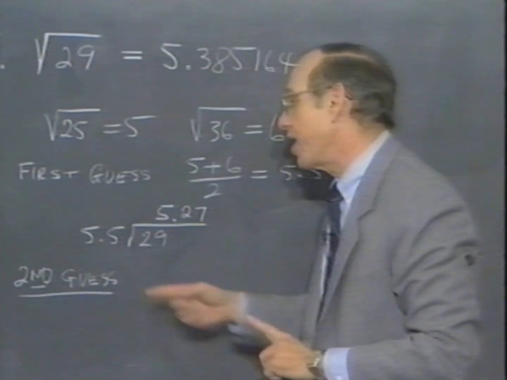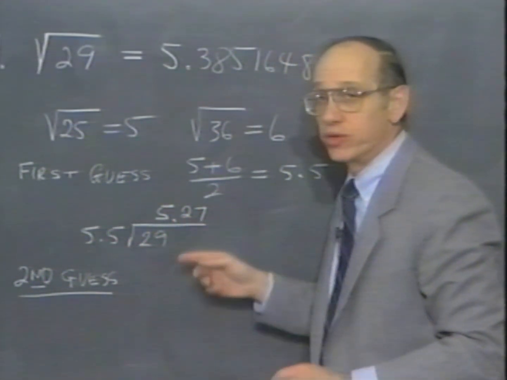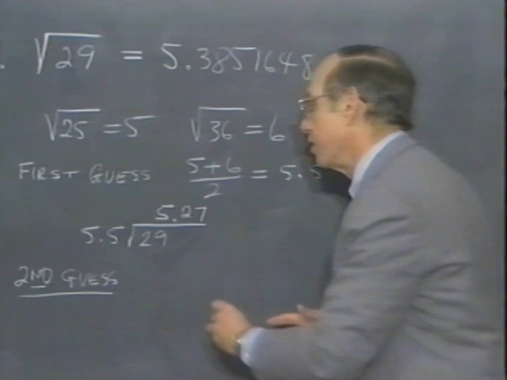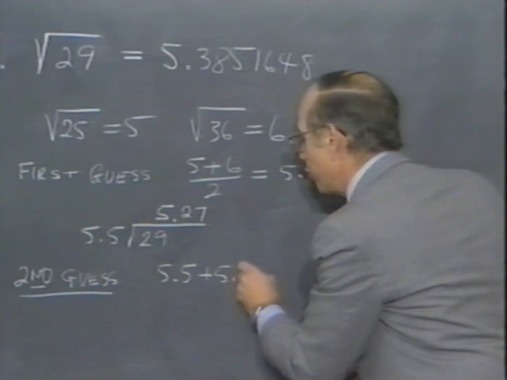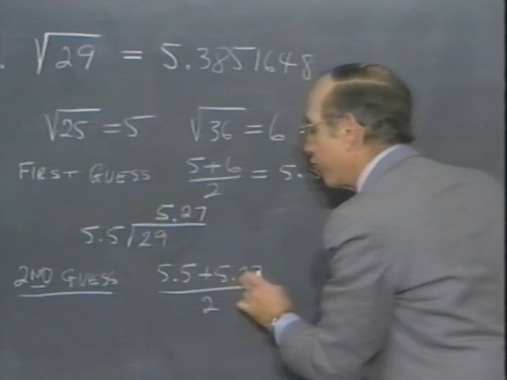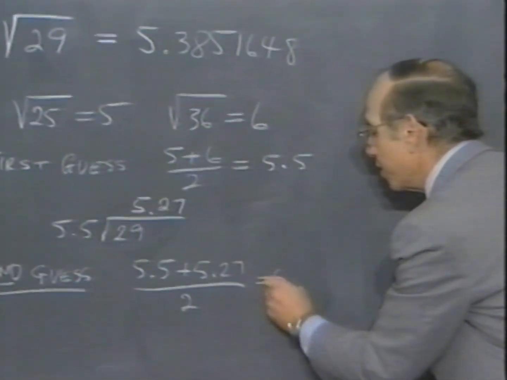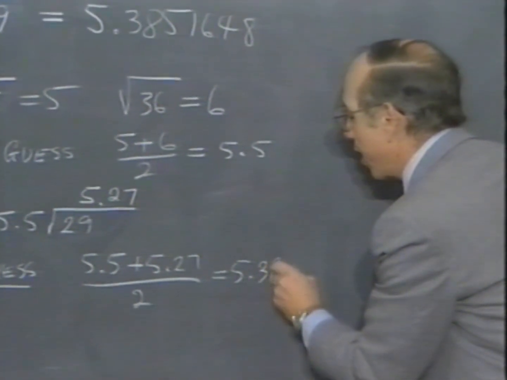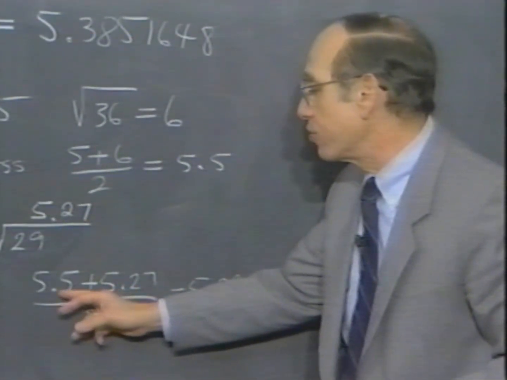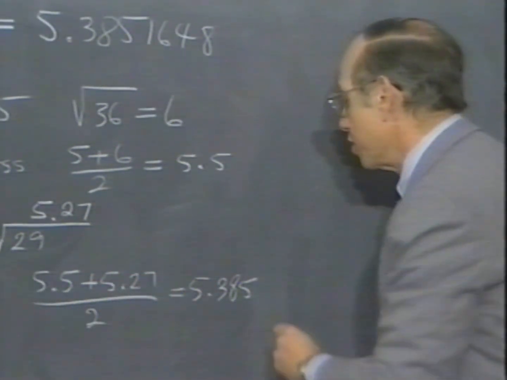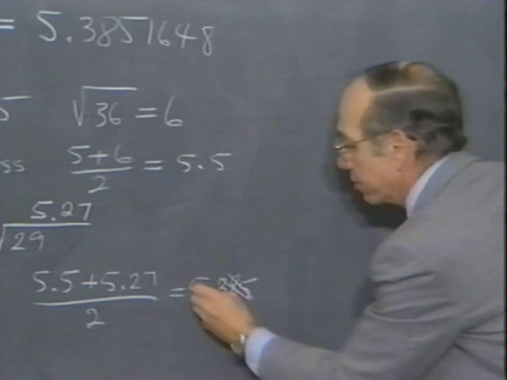Now, I could check that on a calculator. If I square 5.5, I'll get a number that's bigger than 29. If I square 5.27, I'll get a number that's smaller than 29. So my second guess is the average of 5.5 and 5.27. So that's 5.5 plus 5.27 divided by 2. Now that works out to be 5.385. But you see, I really shouldn't carry it out to three decimal places because I've only started with two decimal place numbers. So I'm going to round this back to 5.39.